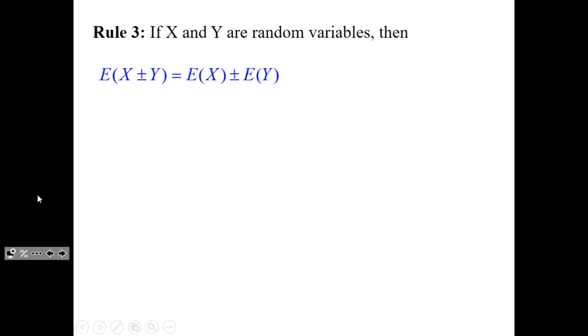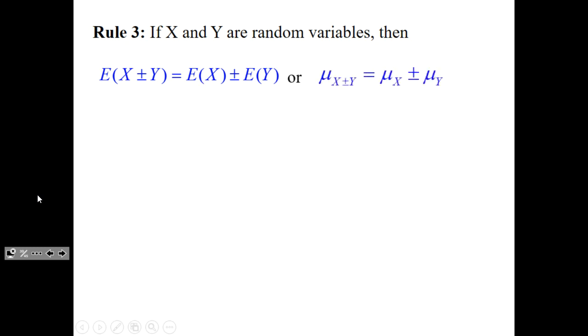So what if I have 2 random variables? Well, the expected value of x plus or minus y is equal to the expected value of x plus or minus the expected value of y. So if I was adding them together, I'm going to add their means. If I was subtracting them, I'm going to subtract them. It just works really well for us.